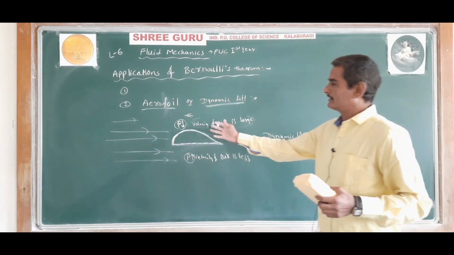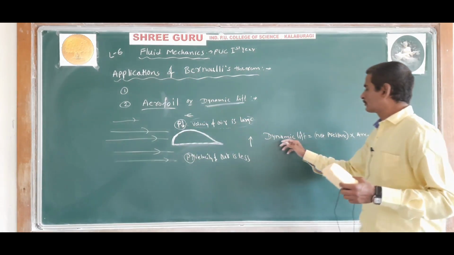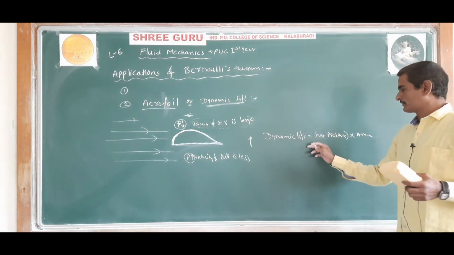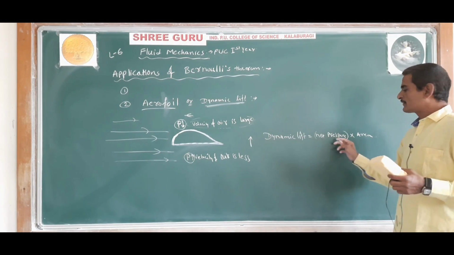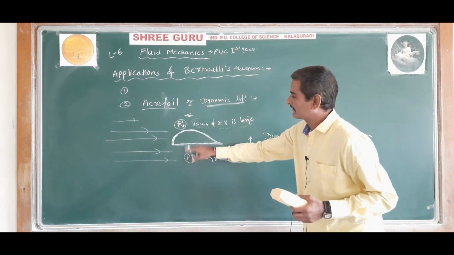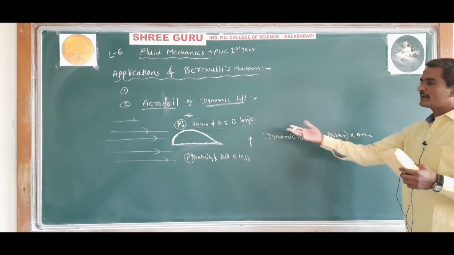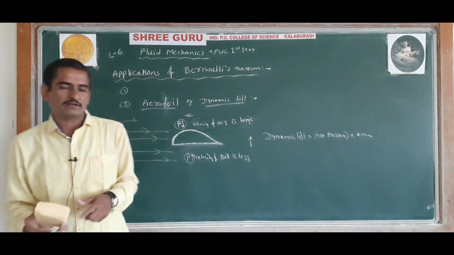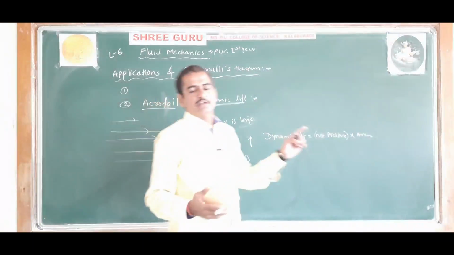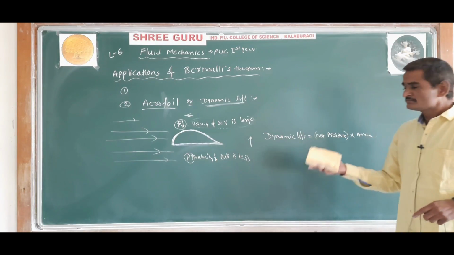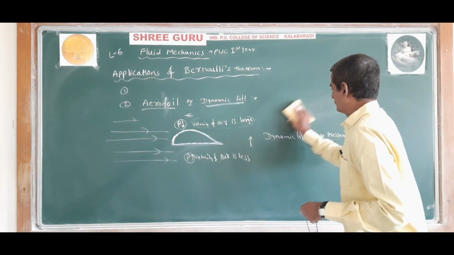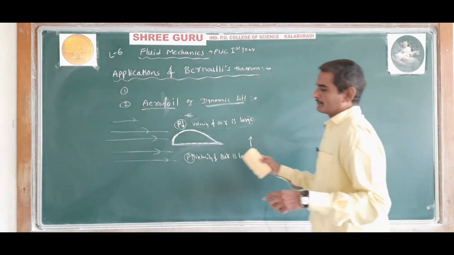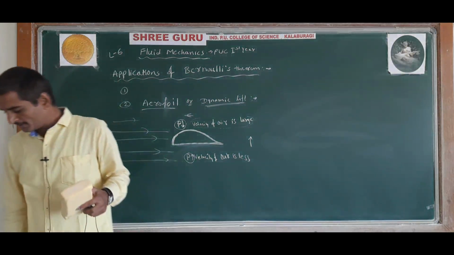There is also a numerical on this, so that dynamic lift or upward force acting on that is given by difference in the pressure into area of the wing. That will give the net upward force acting on the wing, on one wing. Understood? So this will help the aeroplane to move upward. Understood? So this is one of the applications of Bernoulli's theorem.